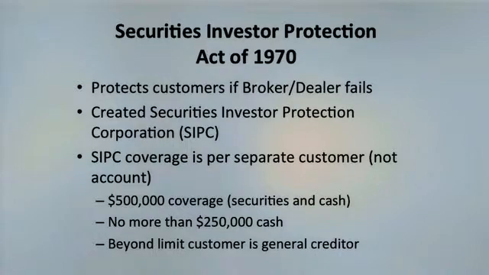Securities Investor Protection Act of 1970. This protects customers in the event of a broker-dealer bankruptcy, broker-dealer failure. The Act of 1970 created the Securities Investor Protection Corporation. You'll see that as SIPC. Now, SIPC coverage is per separate customer, not account. SIPC coverage is $500,000, including securities and cash. Of that $500,000, no more than $250,000 is in cash.